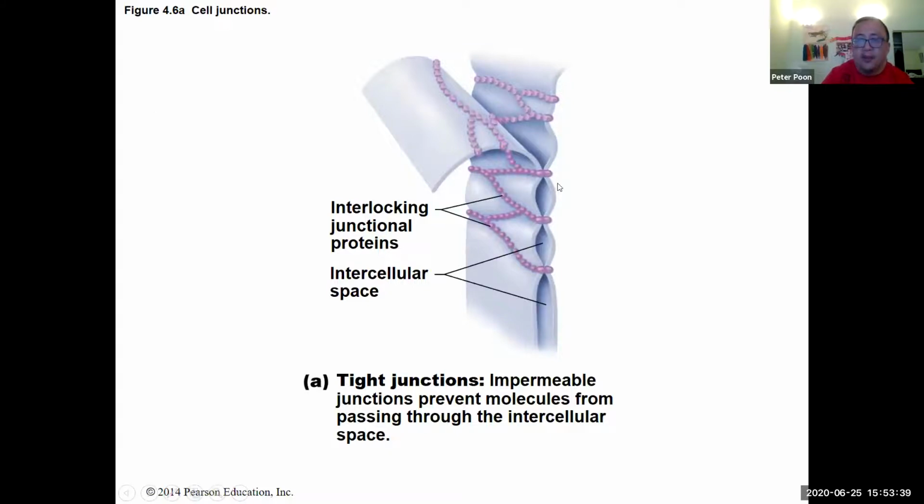They act like little Ziploc bags, the way the Ziploc part of a Ziploc bag acts. Once they link, you can't get through the edges.